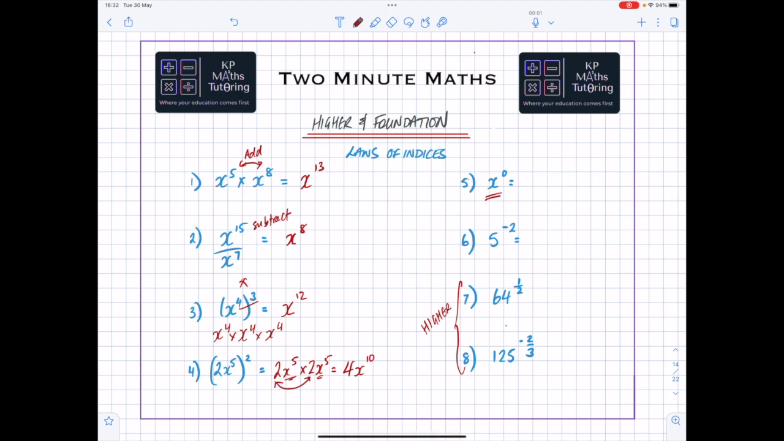Next one, probably the easiest one of them all. Anything to the power of 0 is 1. So it doesn't matter what it says. If it says x to the power of 0 or 462 to the power of 0, your answer is 1.